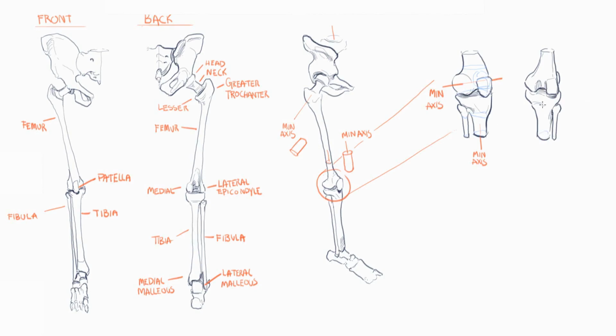I'll once again place in those cross sections just so we can get an idea of the structure. And I'll place in those minor axes. Once again, the shaft has a vertical minor axis. All right, let's take a closer look at the ankle joint.